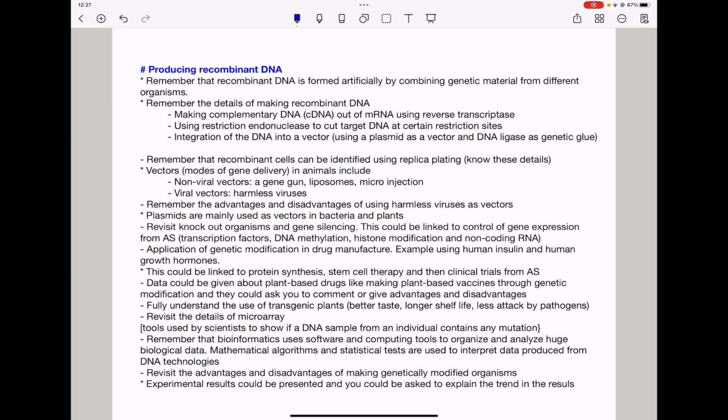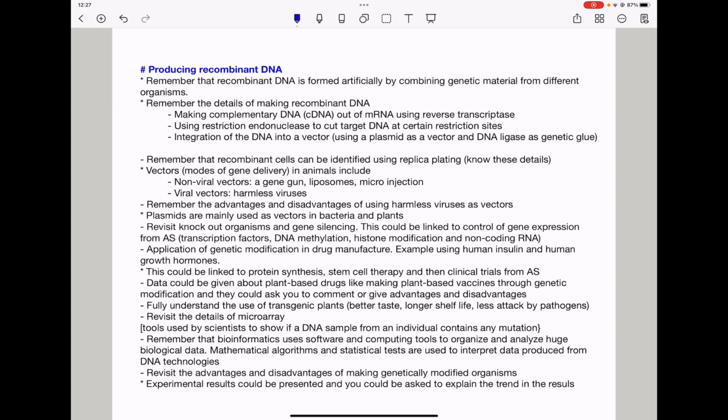Because this content is talking about drug manufacturing, so when a drug is manufactured, they could ask about clinical trials. Data could be given about plant-based drugs, like making plant-based vaccines through genetic modification, and they could ask you to comment or give advantages and disadvantages, or anything else, maybe explain and so on, so be prepared for that. And fully understand the use of transgenic plants.